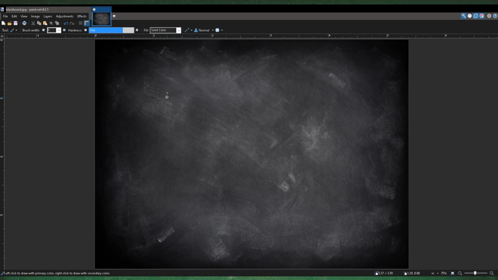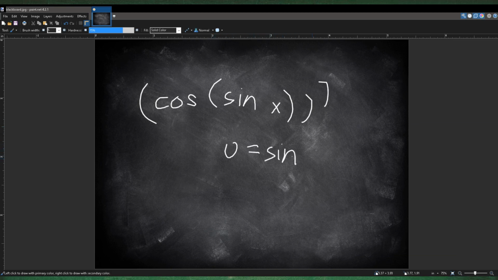Since we're learning trig and stuff, let's just try it with cosine. So let's do cosine of sine of x, right? We want to find the derivative of this. Let's just say u is equal to sine of x. Even if you substitute, it's not that much different. So we have cosine of u, and u is just sine of x.